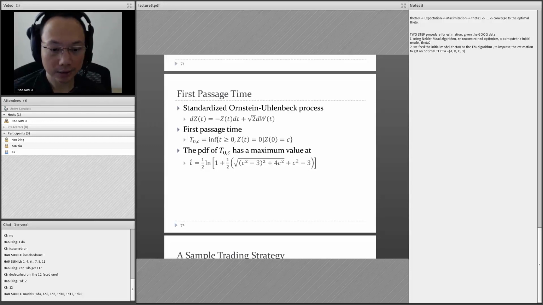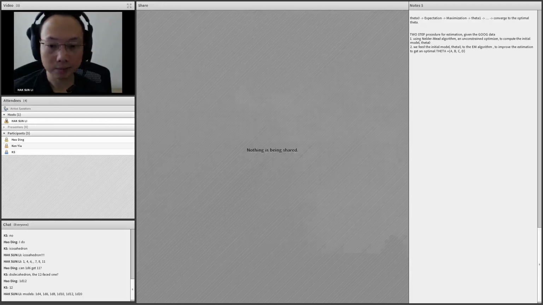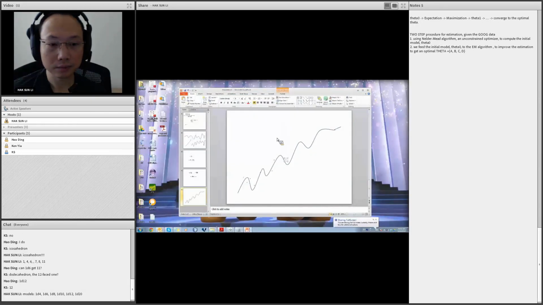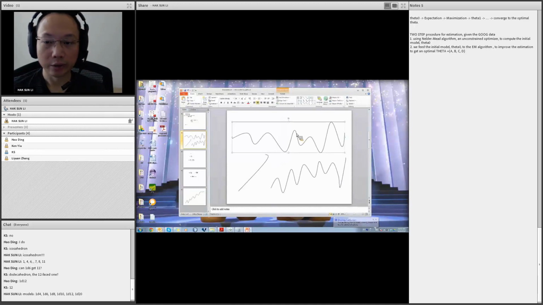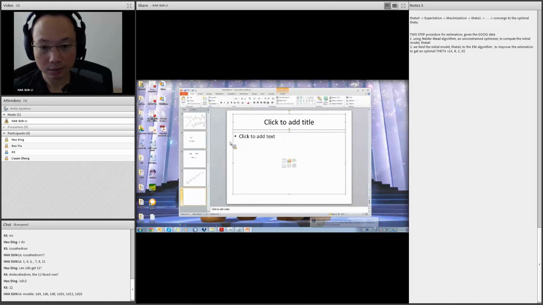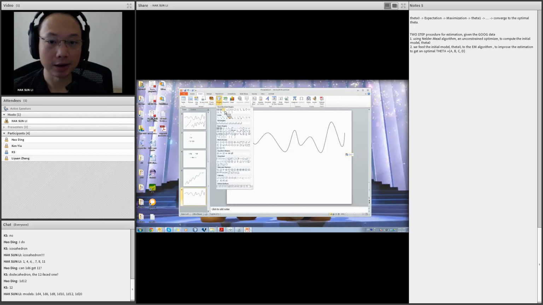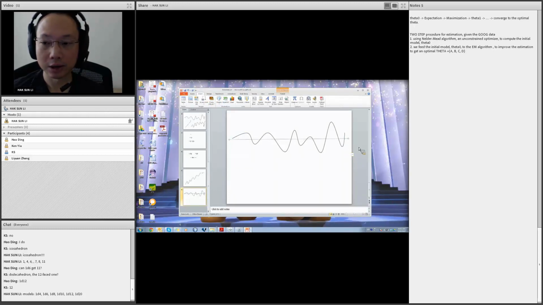So the idea is this. We have a mean reverting asset. So let's say 0 is here. This is our equilibrium. And here we sell. So this is the trade that we make.